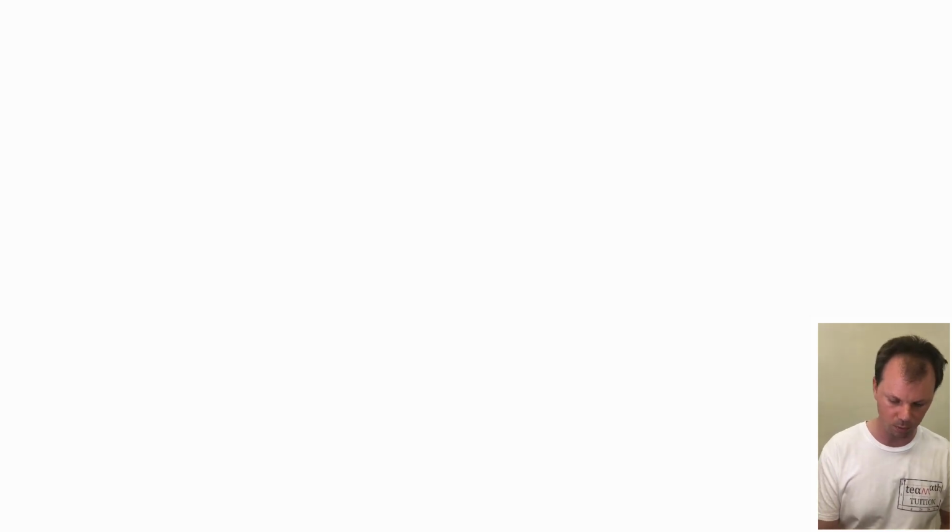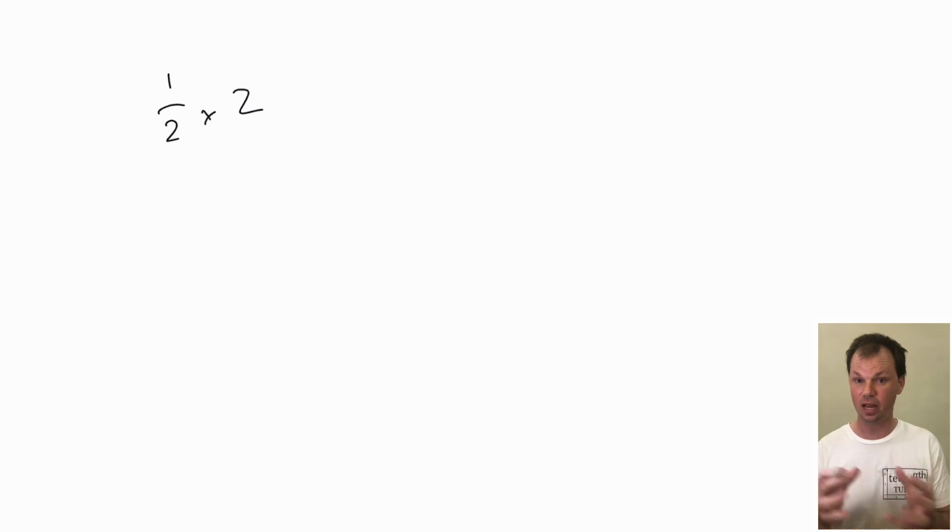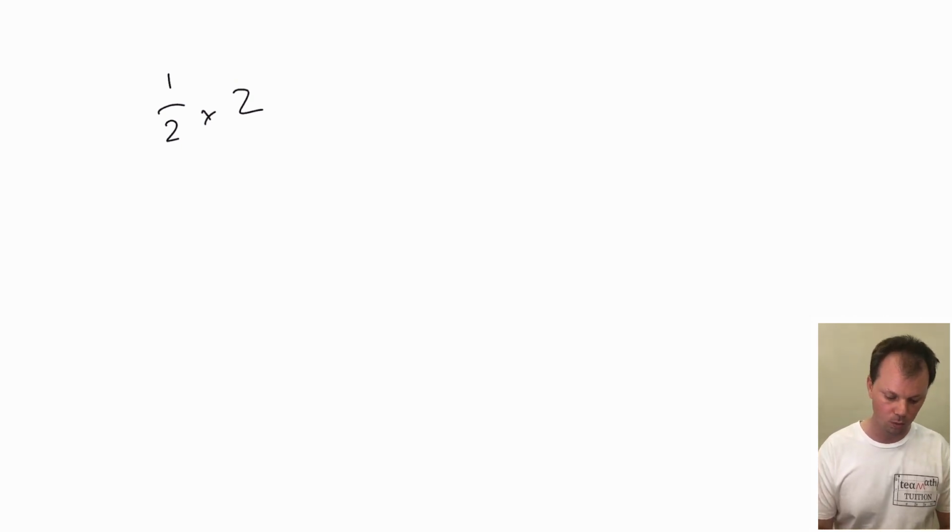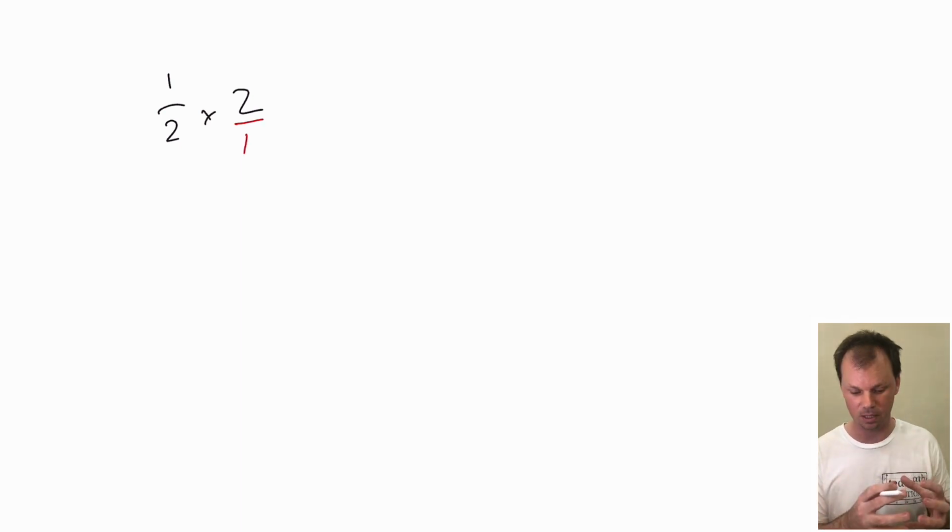So, a simple one. If we had a half times 2, we have 2 halves, we have a whole thing. Now, we can show this using fraction arithmetic. So this 2, we can write this as 2 divided by 1, and that's the key step that I wanted to show. 2 divided by 1 is just 2, but by writing it as a fraction, we can now multiply these things together using our fraction arithmetic.